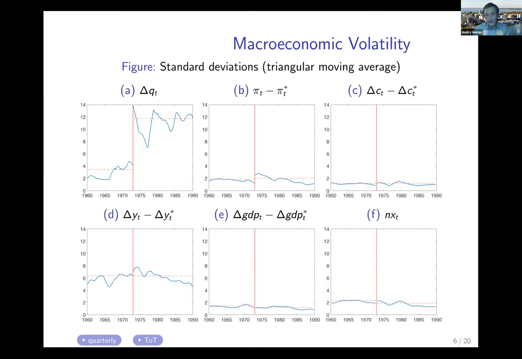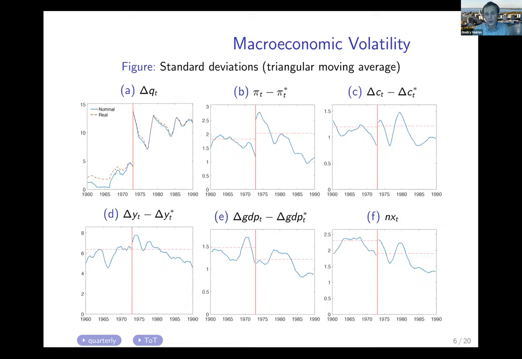After establishing this, we can zoom in and look separately at each of these macro variables. This is the same picture, but using different scales for different variables. Even after we zoom in, there is not much evidence of a structural break. For example, for the production index and GDP, this looks almost like a perfectly smooth line.